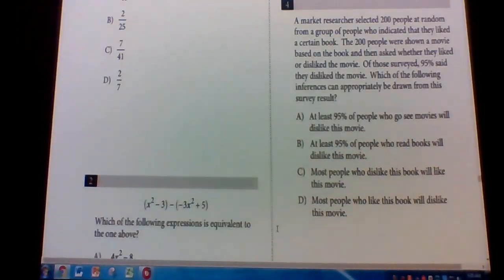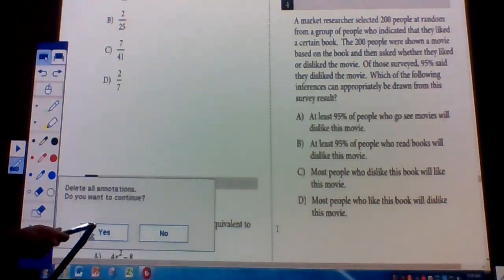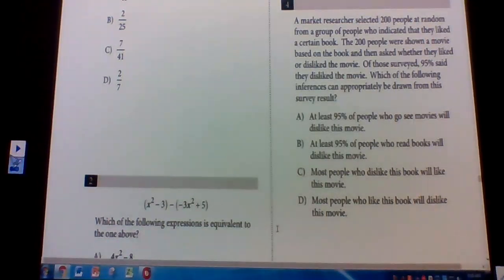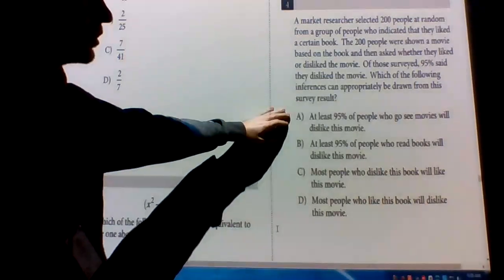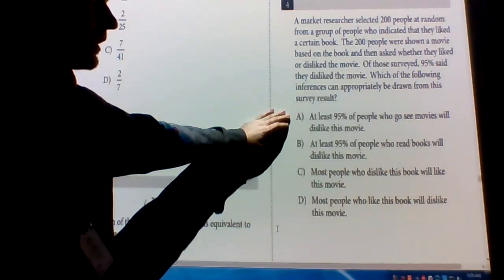Okay, number 4. A market researcher selected 200 people at random from a group of people who indicated they liked a certain book. The 200 people were shown a movie based on the book and then asked whether they liked or disliked the movie. Of those surveyed, 95% said they disliked the movie. Which of the following inferences can appropriately be drawn from this survey result? At least 95% of people who go to see the movies will dislike the movie.